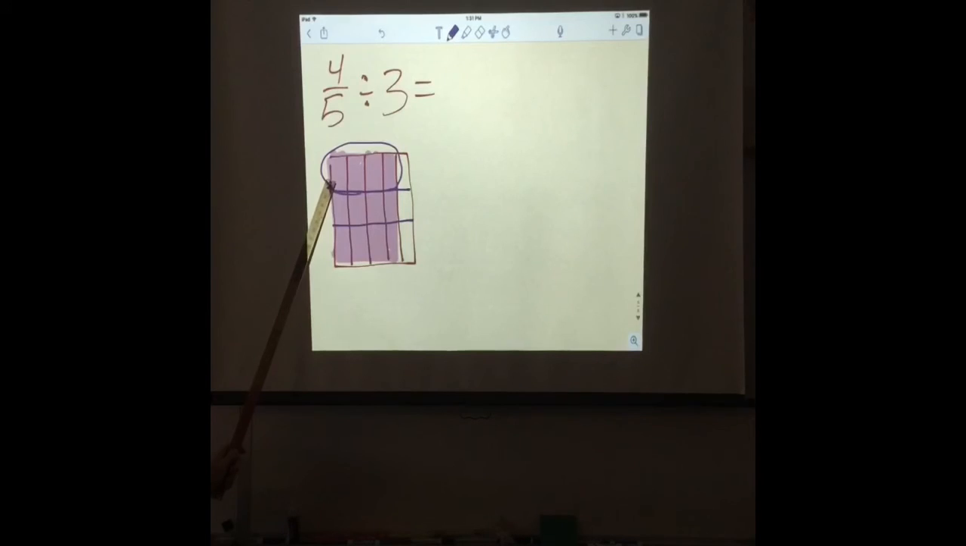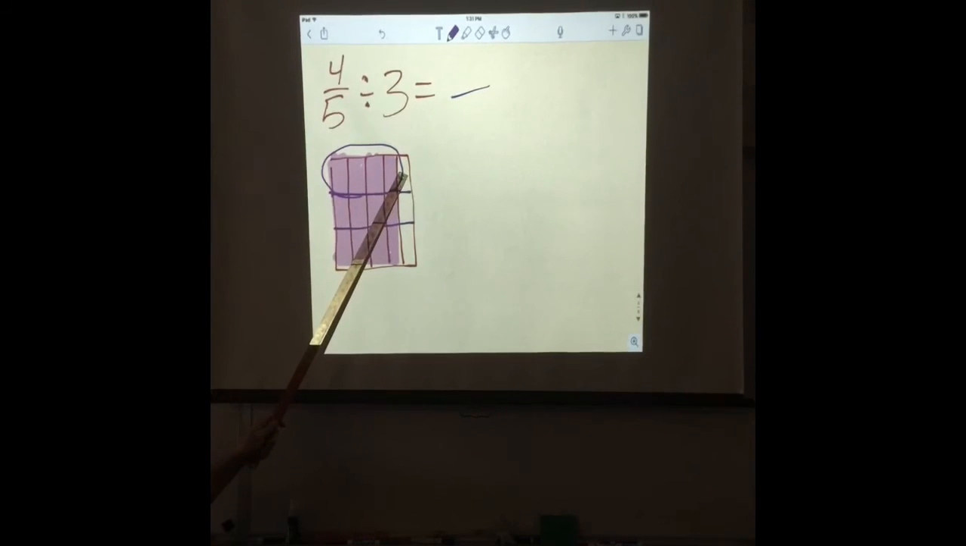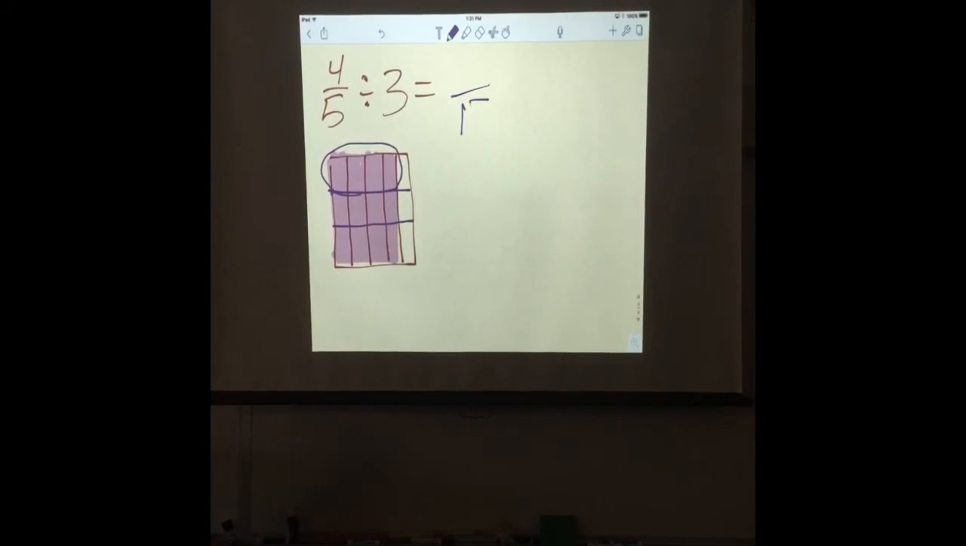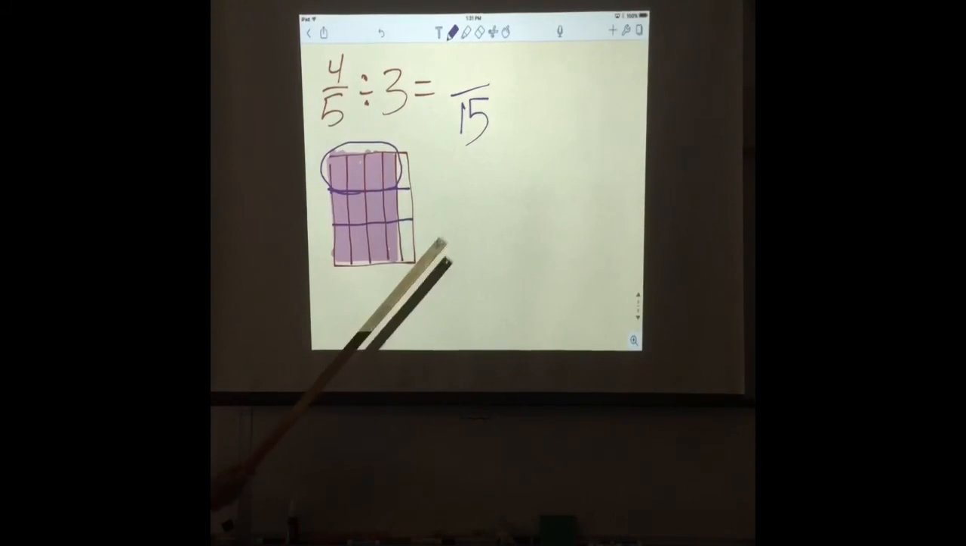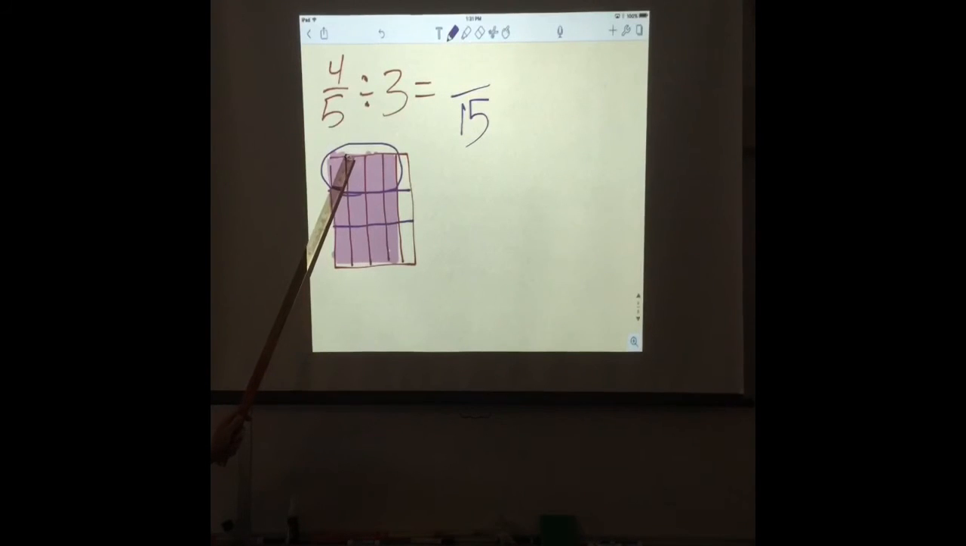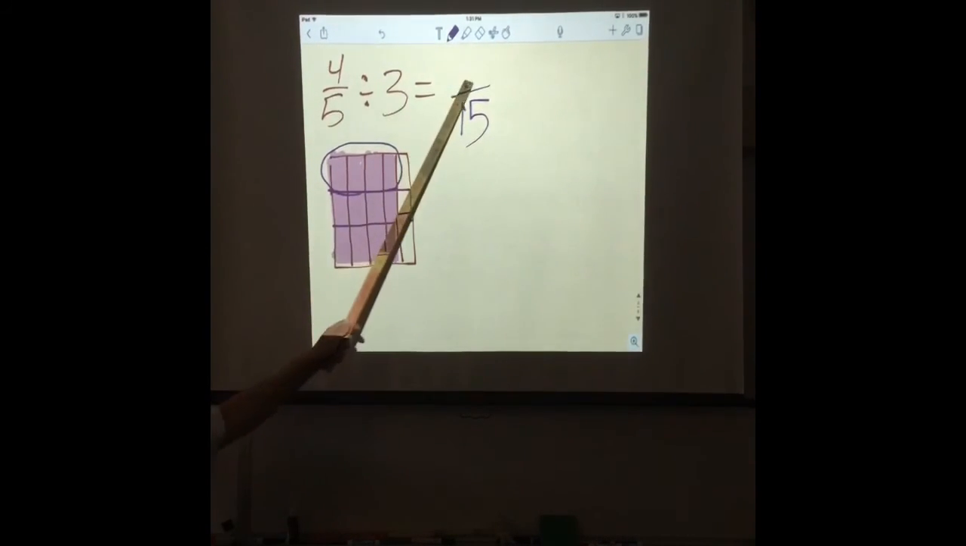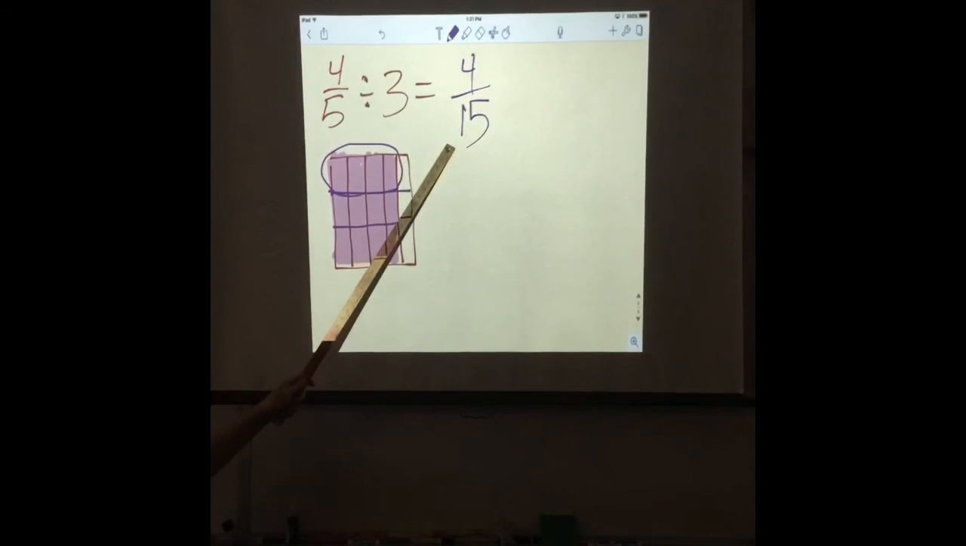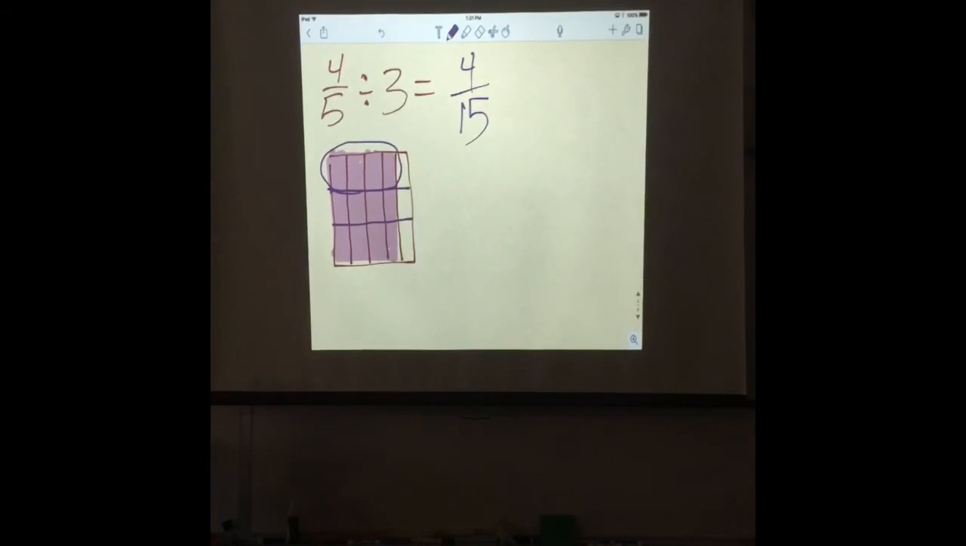So here's my question. What's my bottom number? Well, we can count 1, 2, 3, 4, 5. 5 times 3 is 15. We're using our area model, right? And how many do I have in the circle? 1, 2, 3, 4. So my number up on top is 4/15, right? So I have 4/15 as my answer.